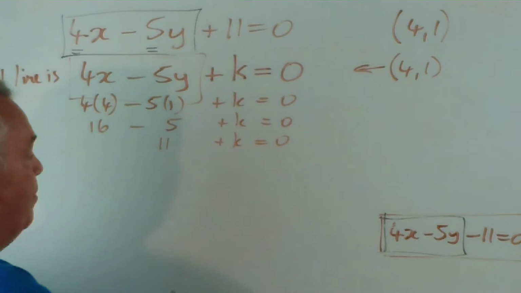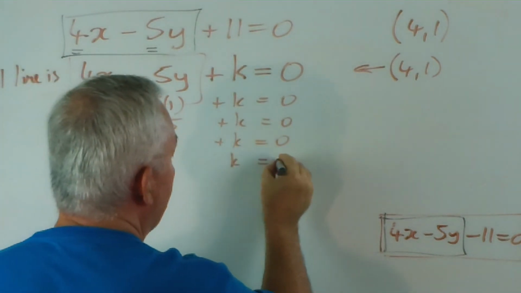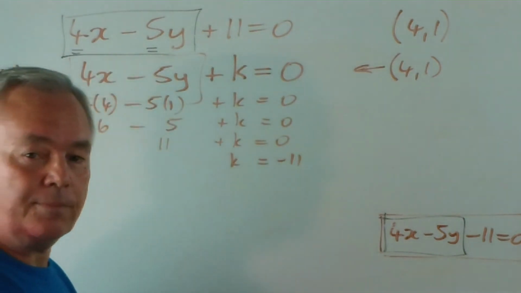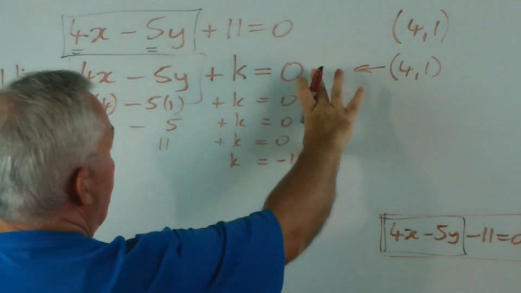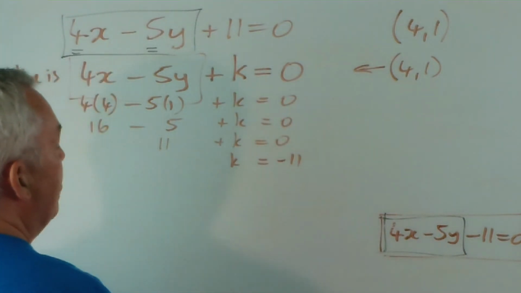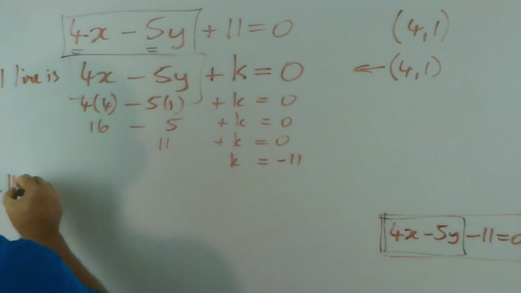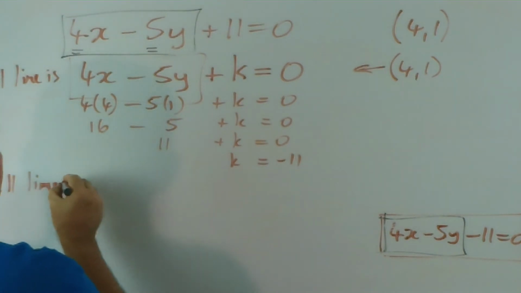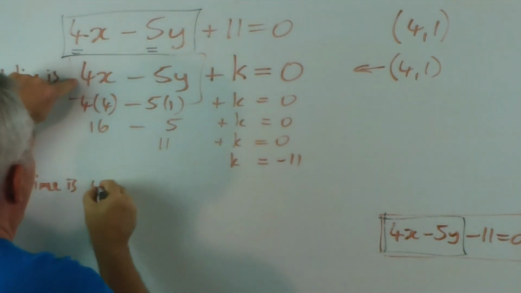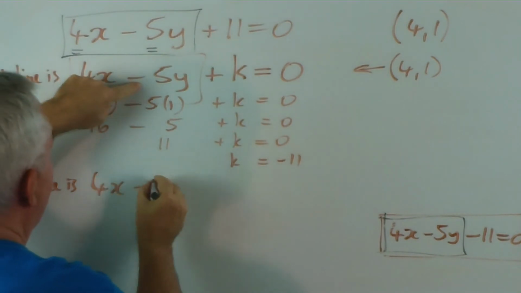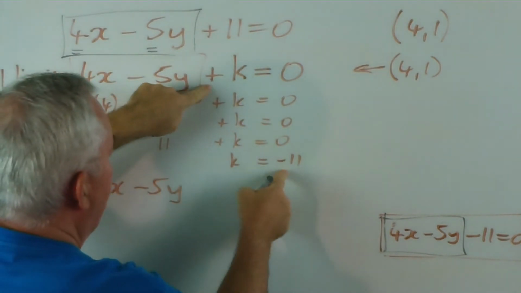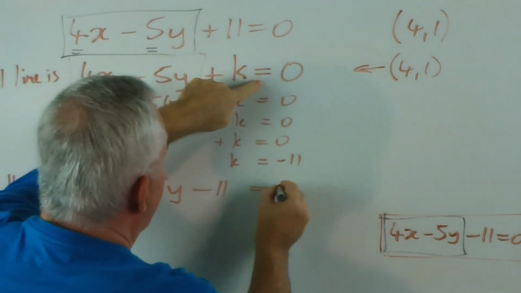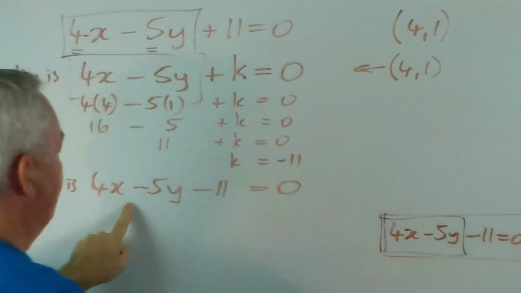I'm putting in every step. Subtract 11, k is negative 11. There it is. It's taken about 4 lines of work. We now know the k value, so we say therefore the parallel line is 4x minus 5y, k is negative 11, equals 0. There it is.